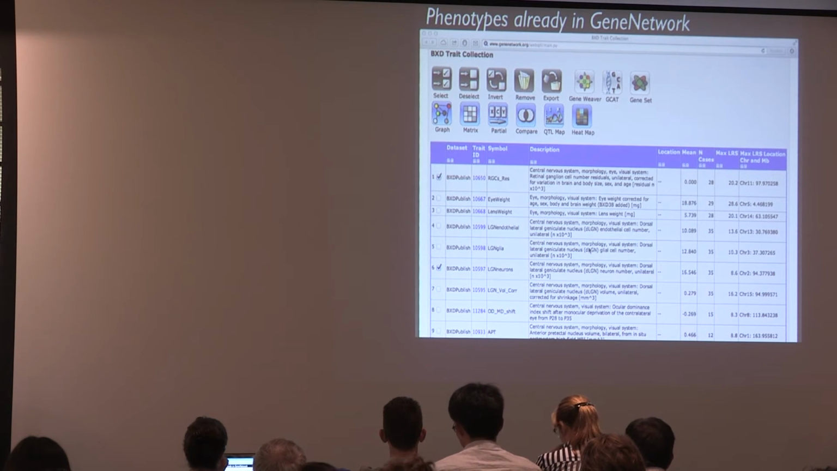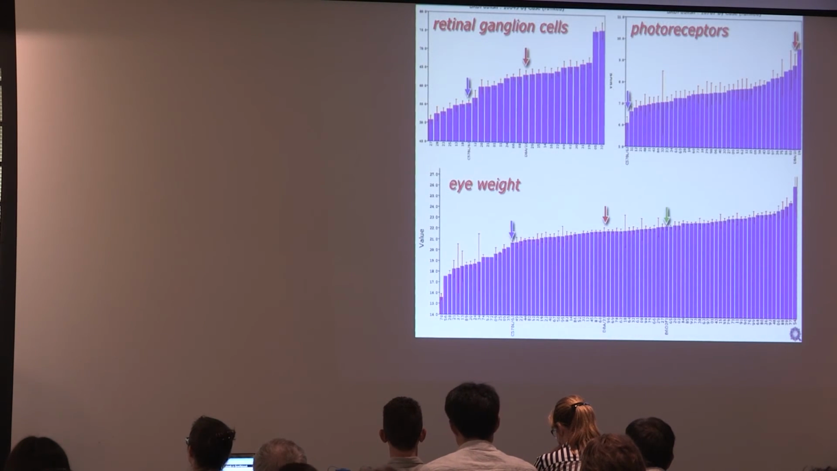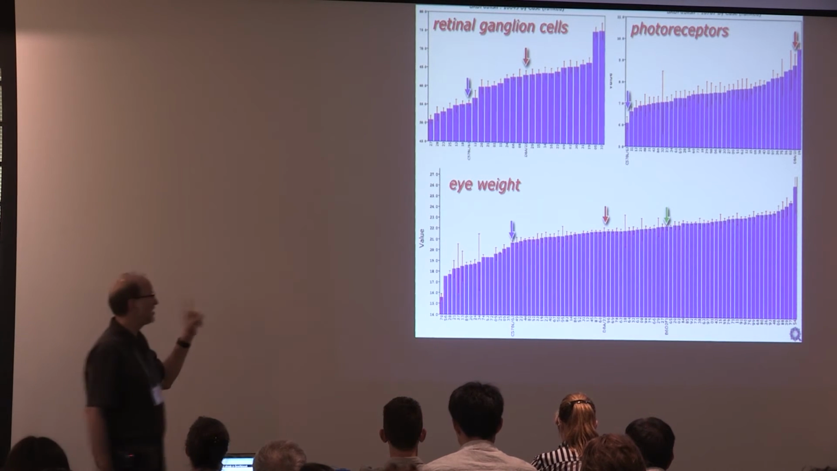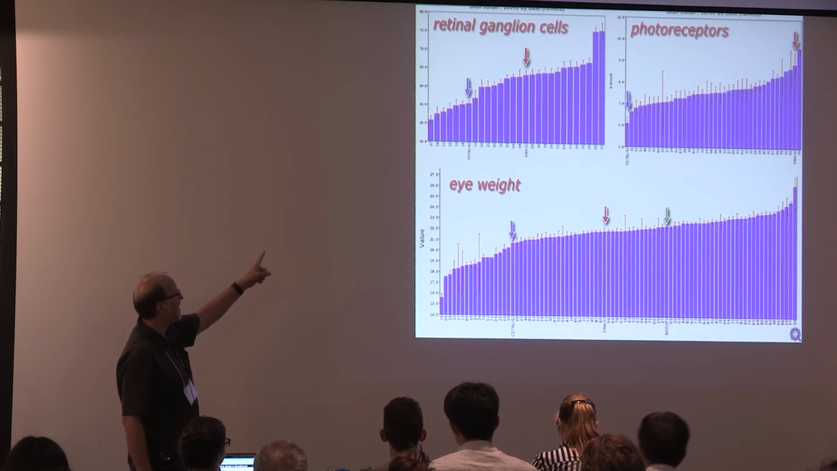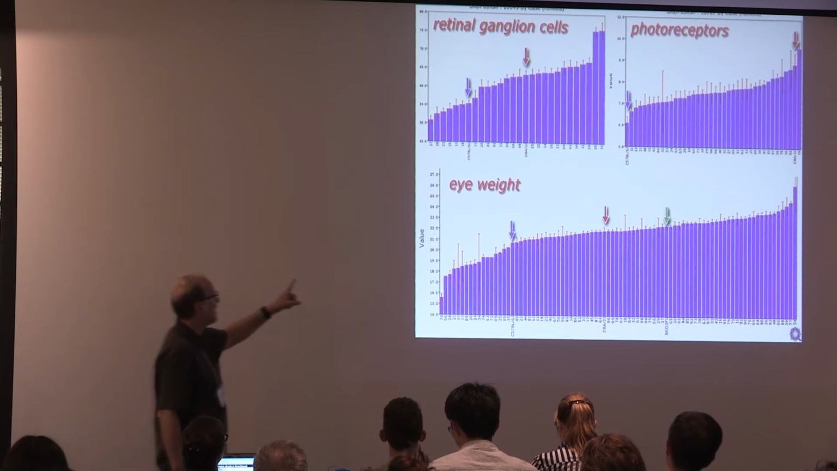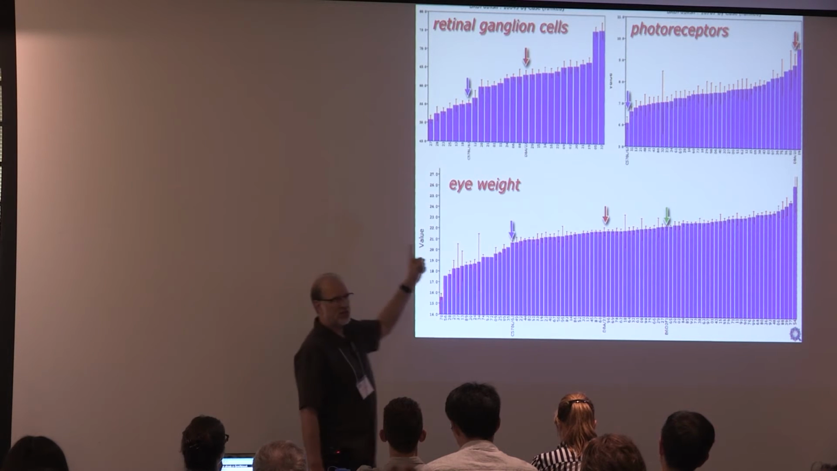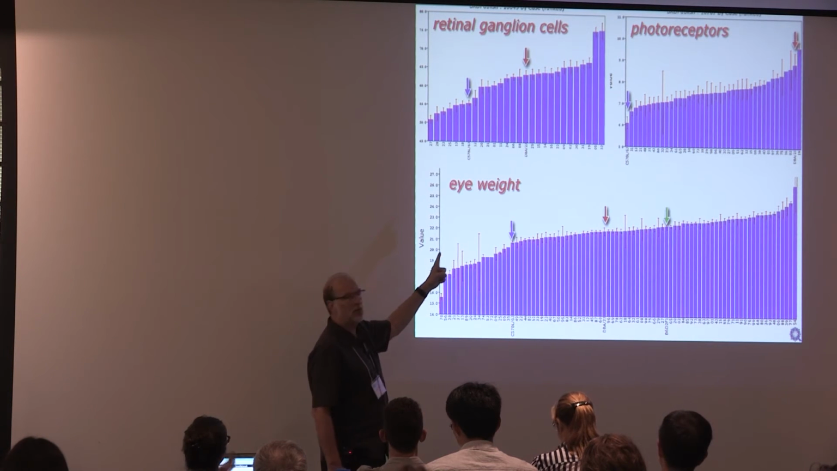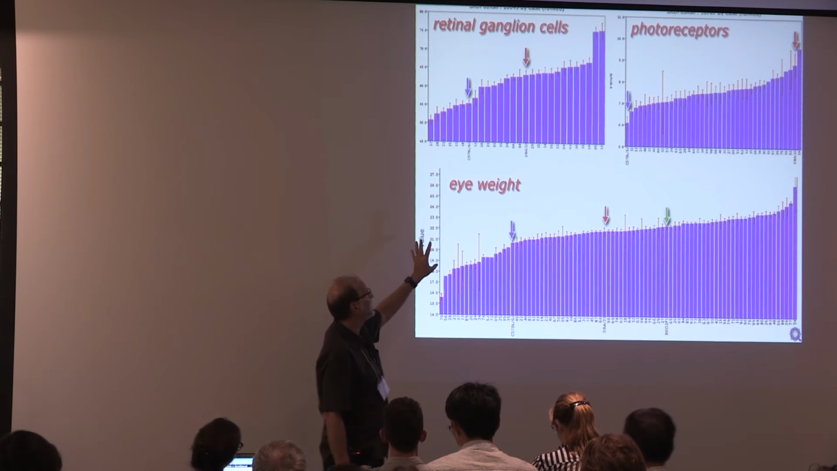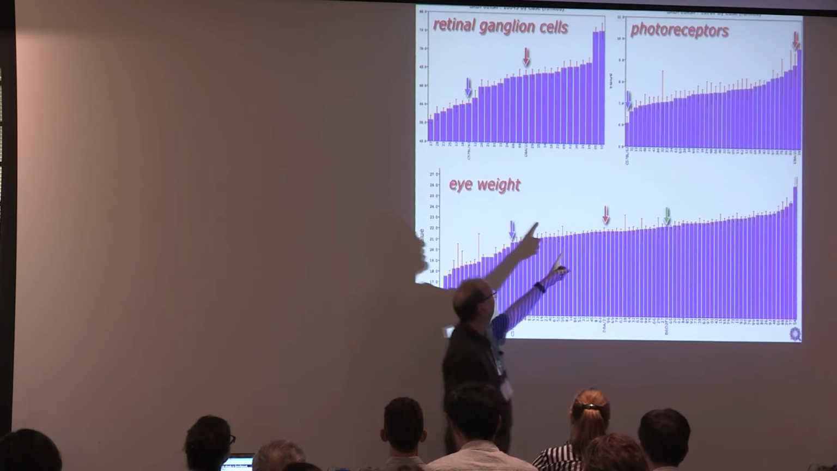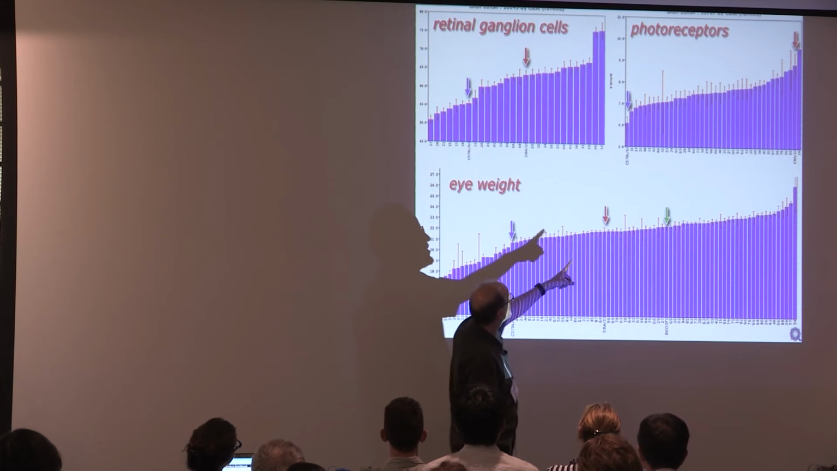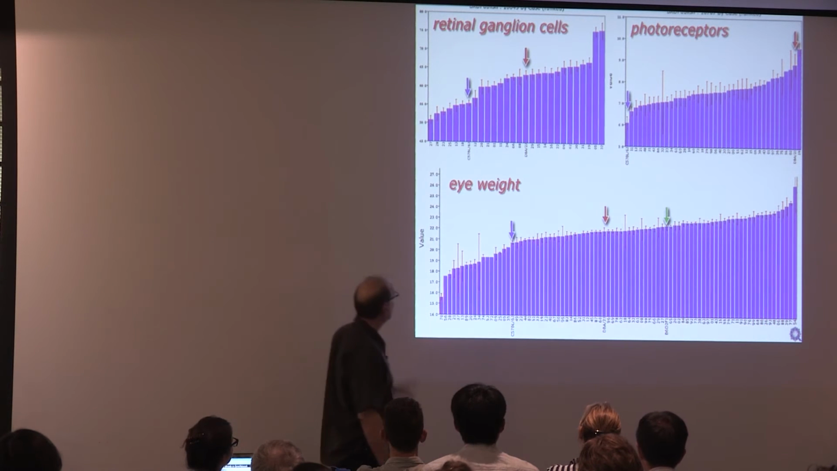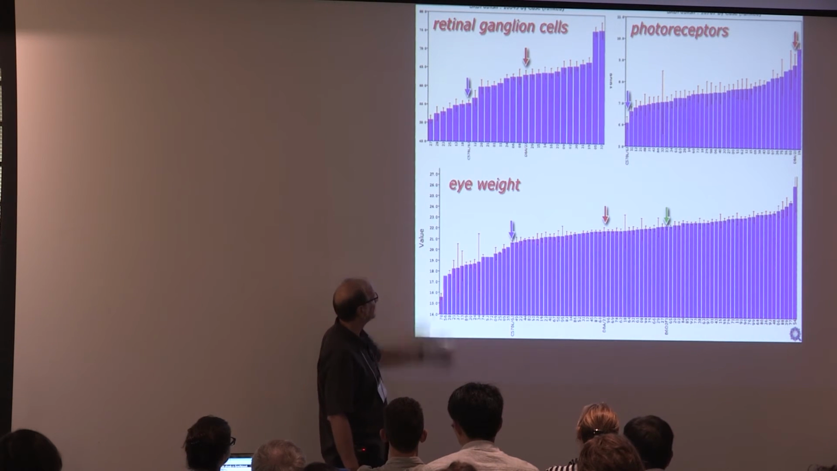So that gives you a feel for the kinds of data. You can go to Gene Network. You've already seen this kind of data for a genotype. I don't think I ever showed it to you for a phenotype, but there's retinal ganglion cell number, and the blue arrow points to the mother, the red arrow points to the father. For photoreceptor number, and those are millions of cells, again, the blue arrow is the mother, and the red arrow is the father, and then here's eye weight.